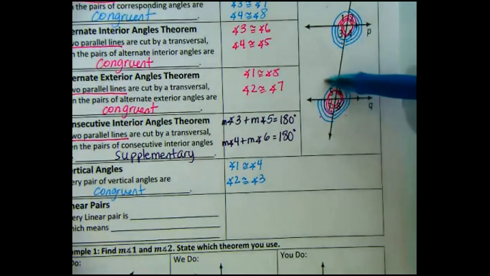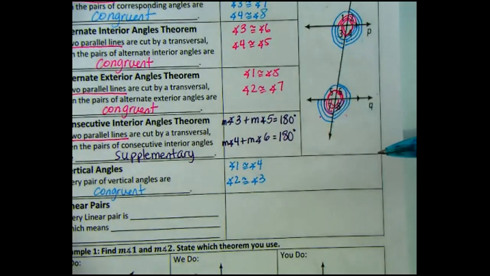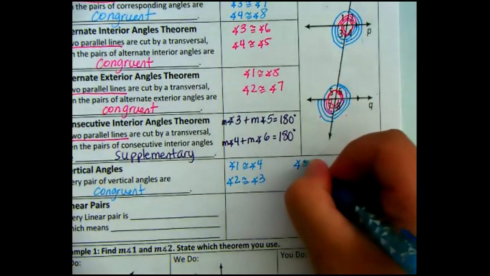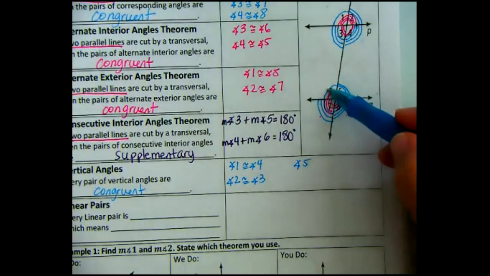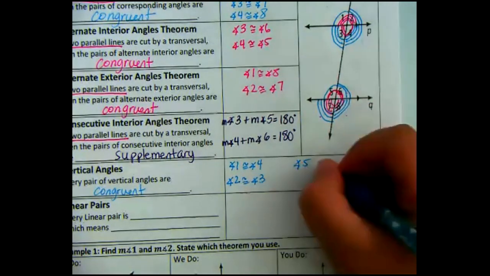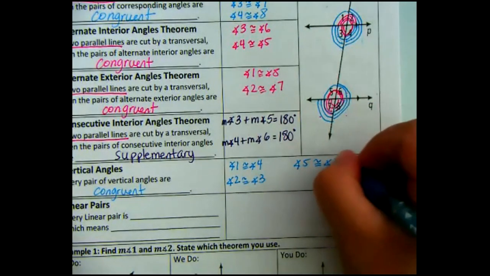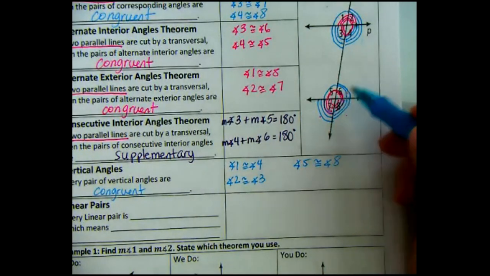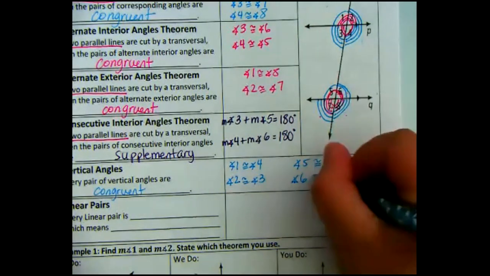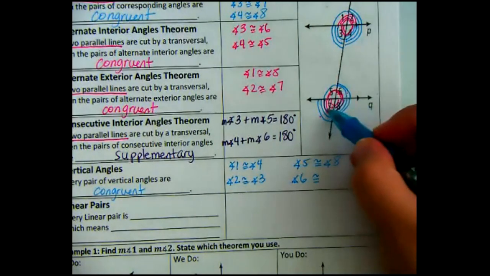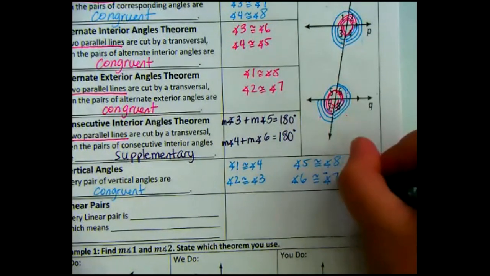I also have a similar situation happening in this bottom intersection where I have two pairs of vertical angles. Angle 5 is going to be congruent to angle 8. And angle 6 is going to be congruent to angle 7.